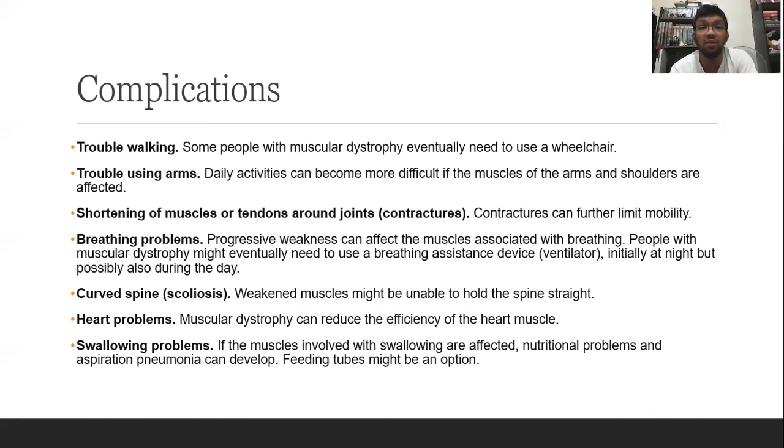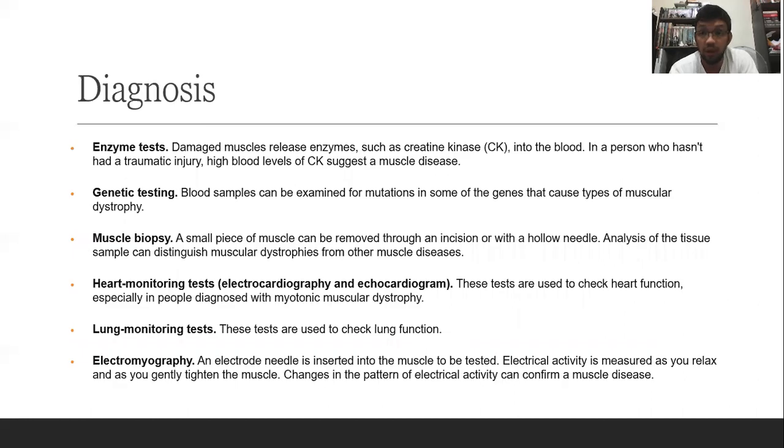So it's really, really difficult to live a life with muscular dystrophy because it can affect your eating, your breathing, and even the heart can also be affected. So it's difficult to have this kind of disease.